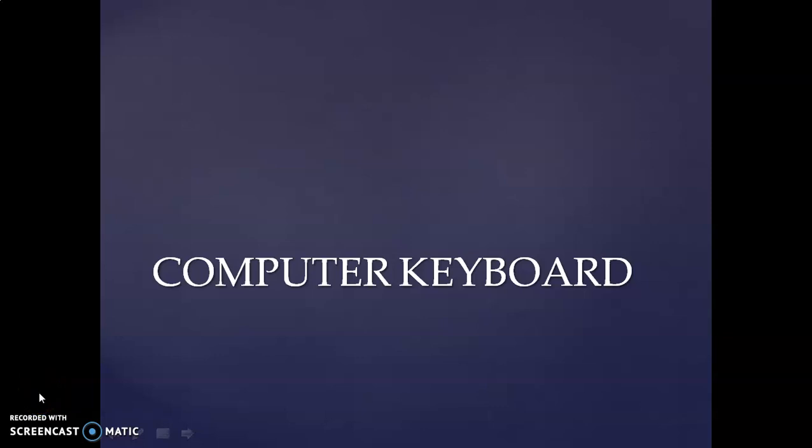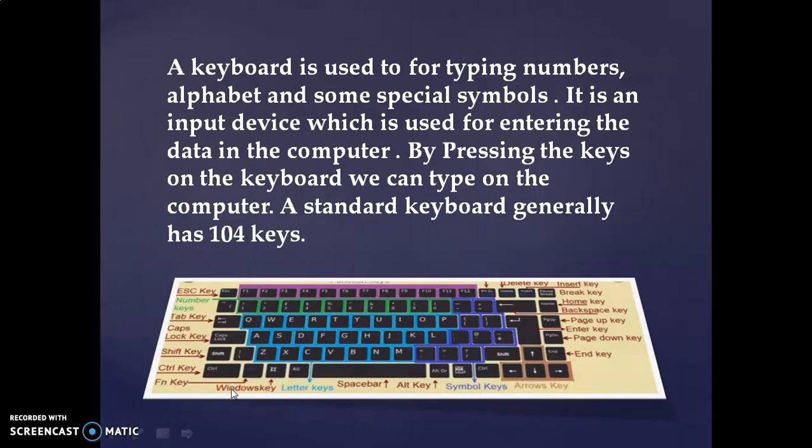Hello students, in this module we will learn about various keys of the keyboard. We all know what is keyboard. A keyboard is used for typing numbers, alphabets and some special symbols. It is an input device which is used for entering the data into the computer. By pressing the keys on the keyboard, we can type on the computer.